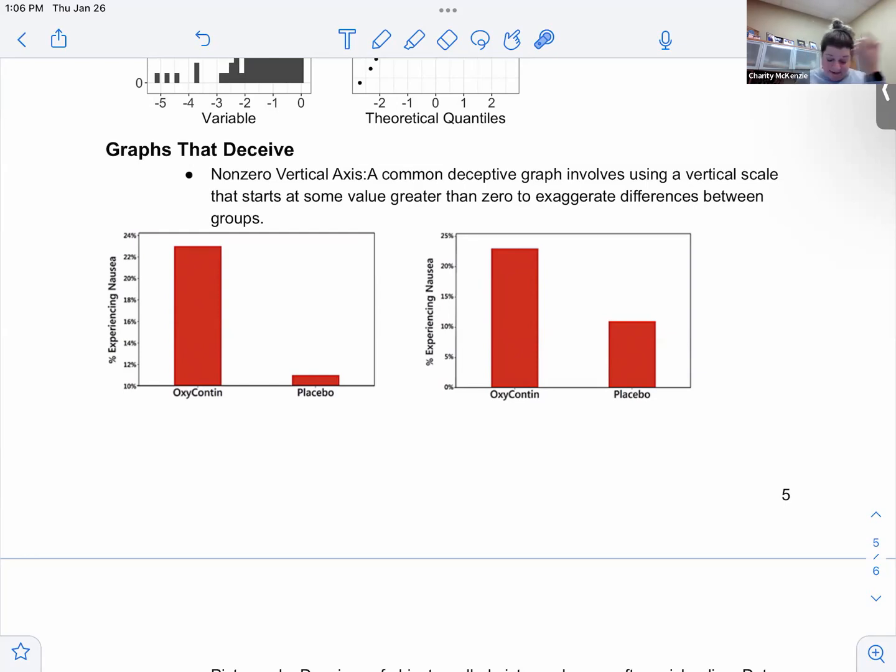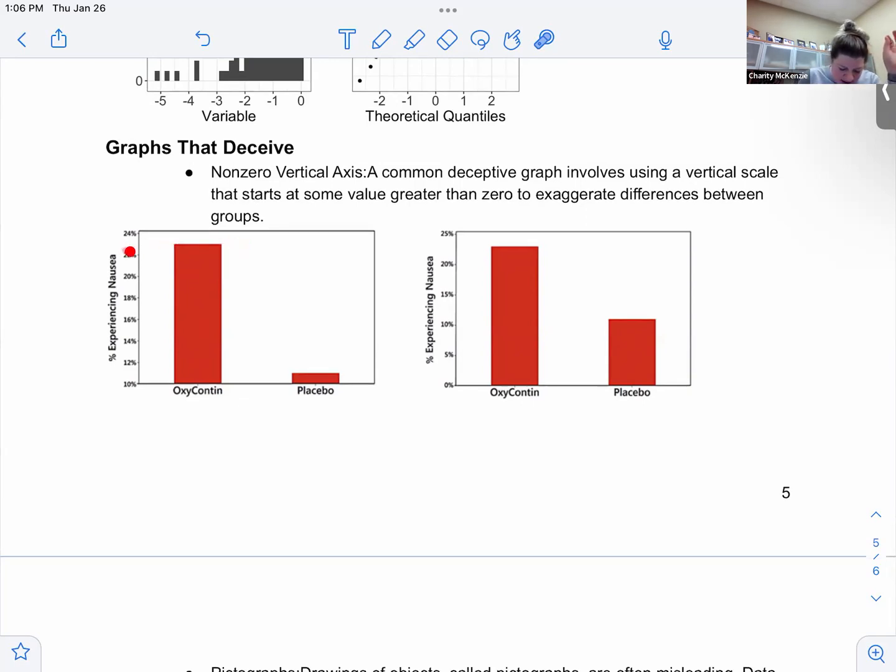So look at these two graphs. Do they show different actual information? They don't. They're actually showing the exact same. Look, OxyContin is up here at a little above 22, same here. And then the placebo is at about 10, a little above 10, but they show the same information. What did they do to make it look like the difference was a lot smaller or a lot bigger? They changed the scale on the side.